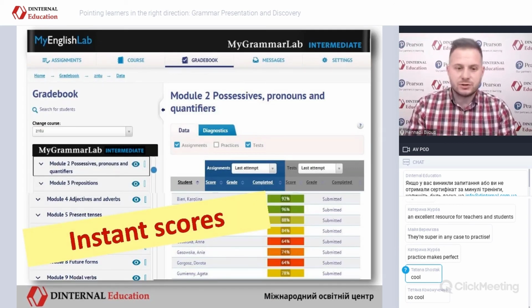Another great feature of it is that when creating a class and when your students join it, everybody gets instant scores. Whether you are a teacher, like I'm having you today, or your students, everything that is done there on the platform is automatically checked by the system.